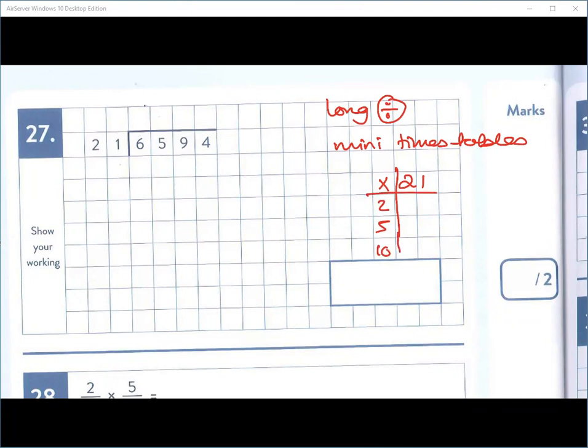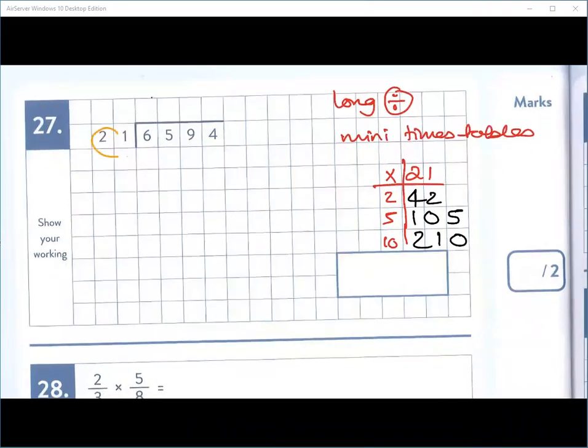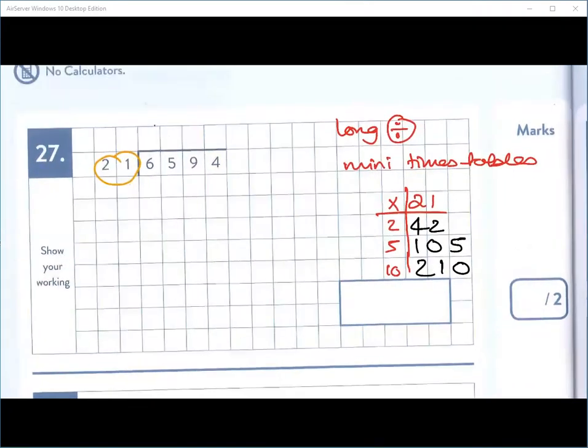So 21 times 2 is? 42. And 21 times 10 is? 210. And half of 210 is? 105. Okay, so let's go. We're going to do long division in short division style. So how many 21s go into 6? The answer is 0, remainder 6. Beautiful. How many 21s go into 65?